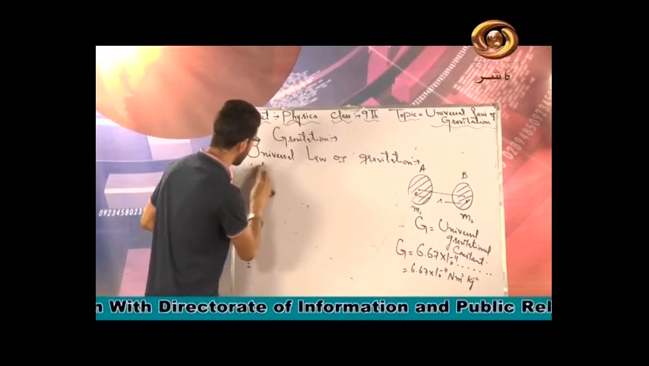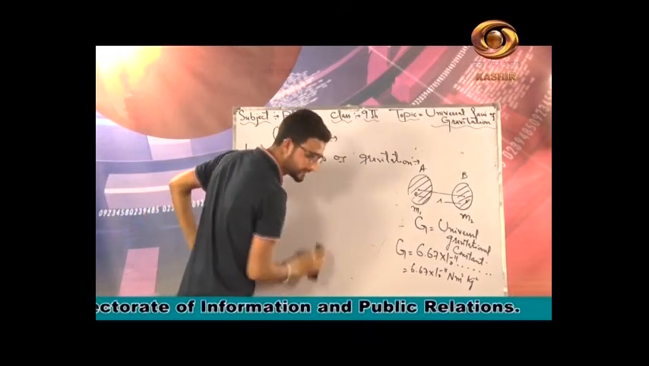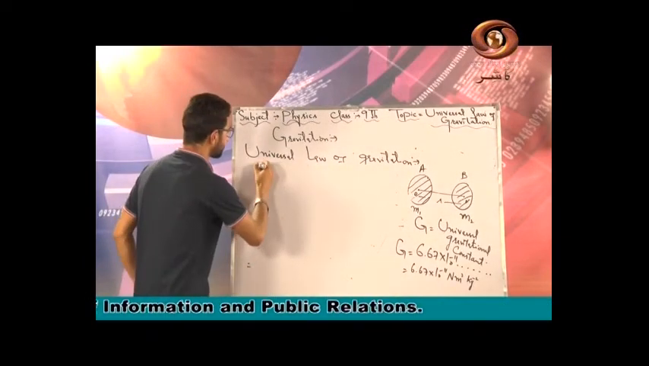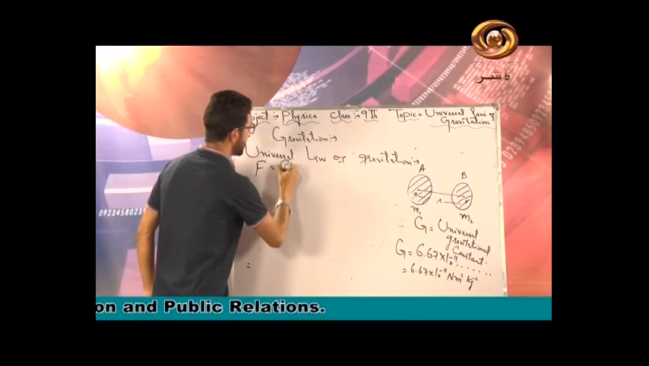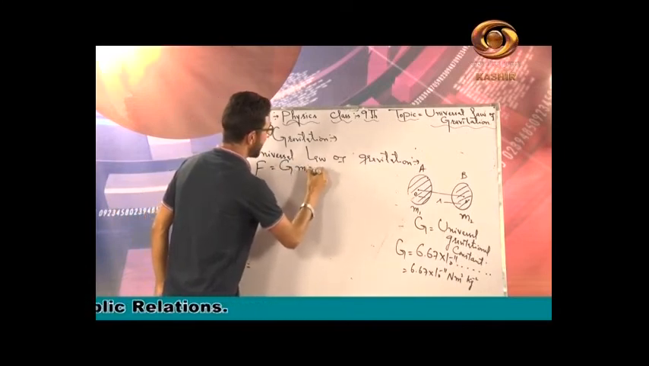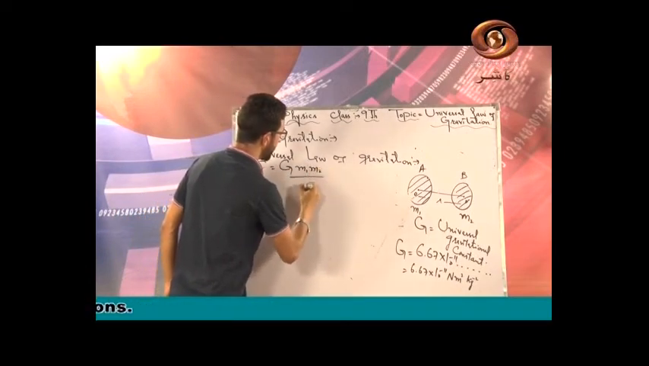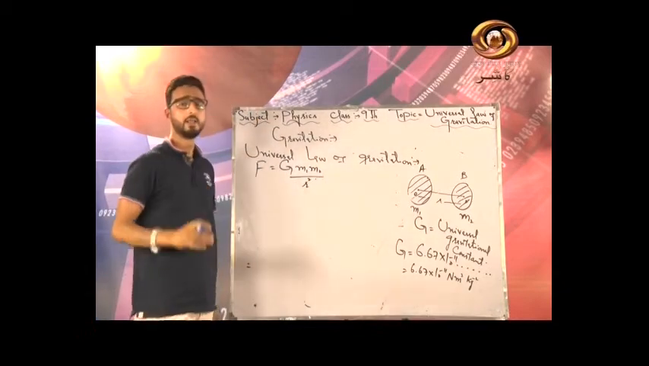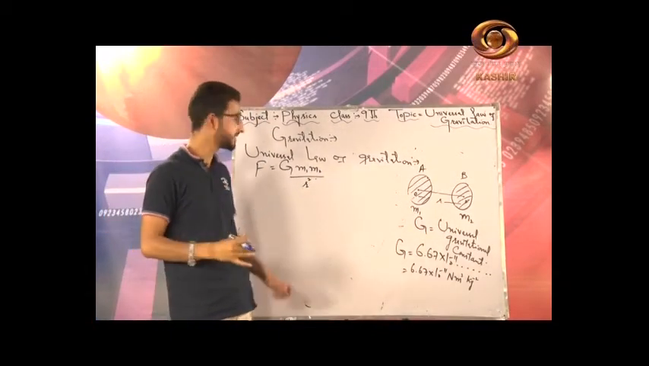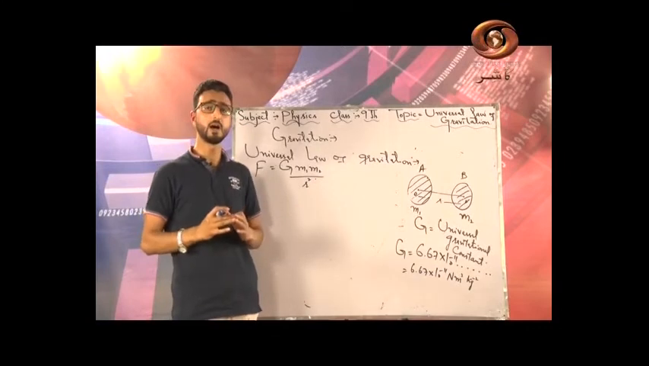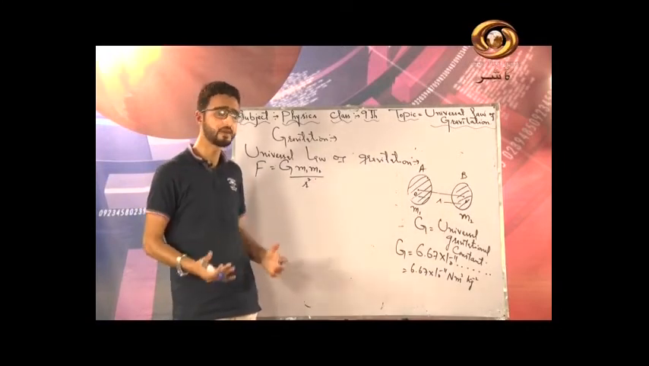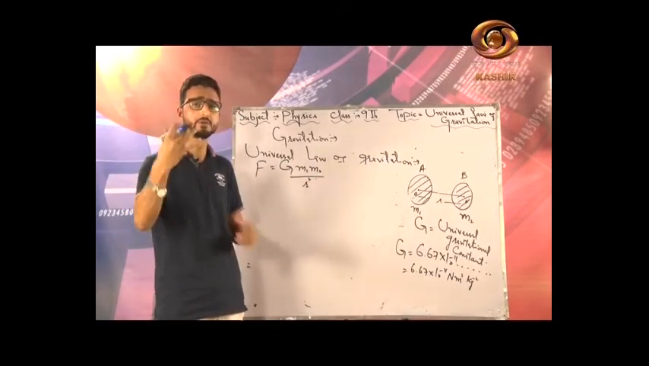So this was the statement, rather the mathematical form, of the universal law of gravitation. So the mathematical form of this very law, I will write it here: F is equal to G m1 m2 divided by r square. Now let's try to solve a few questions regarding the universal law of gravitation. A few tricky questions are there which we will try to solve.